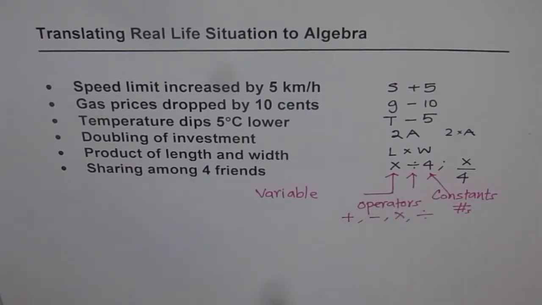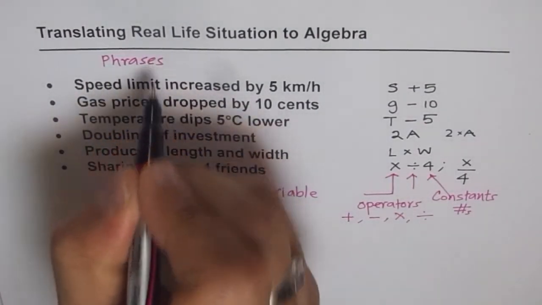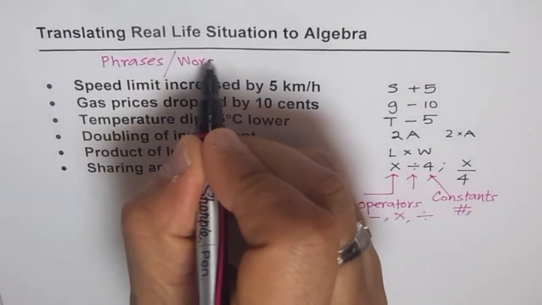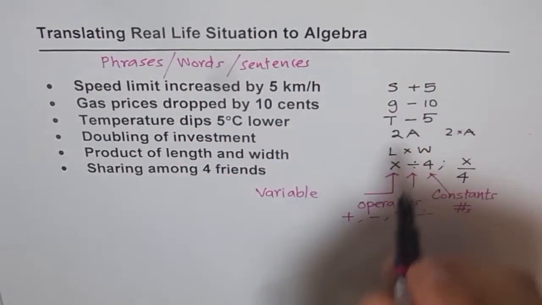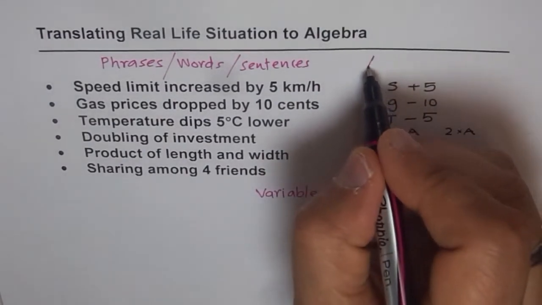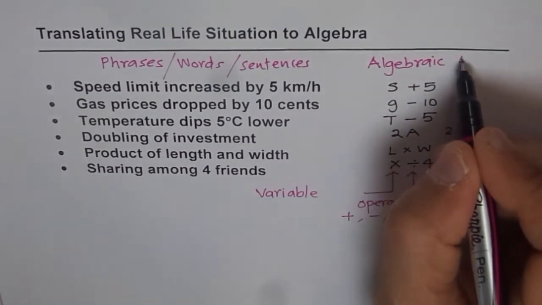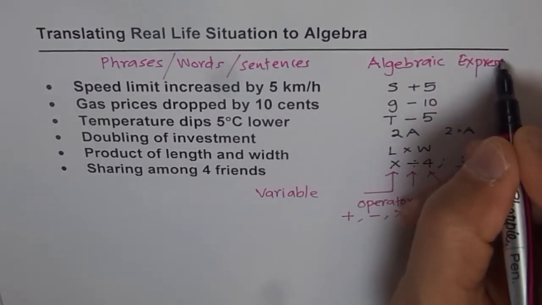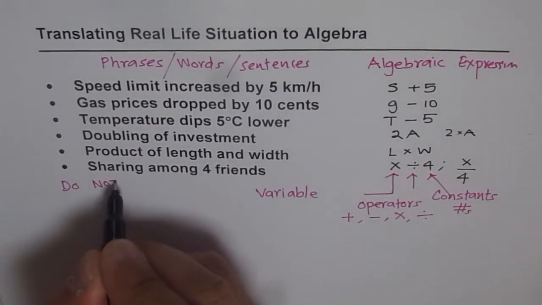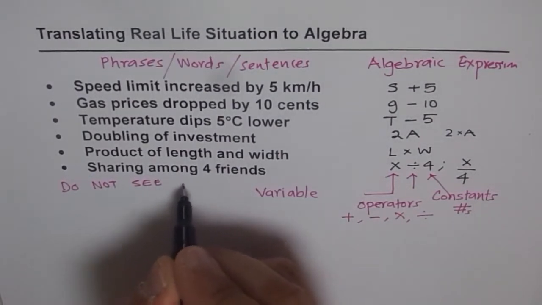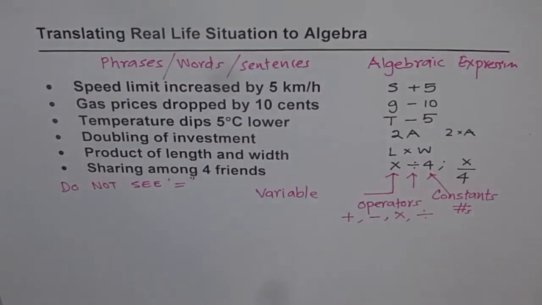So what we did all along in this is, these were our phrases, right? Or sometimes we could even say words or sentences. And what we did here, we wrote something like this, which we called an algebraic expression. Now here you'll note one thing: you do not see the equal to sign. If we put equal to, it becomes an algebraic equation.